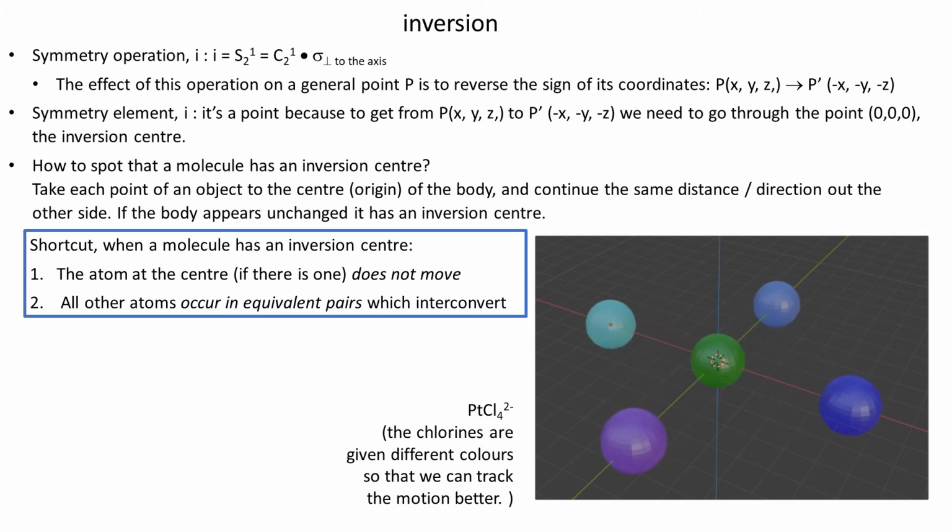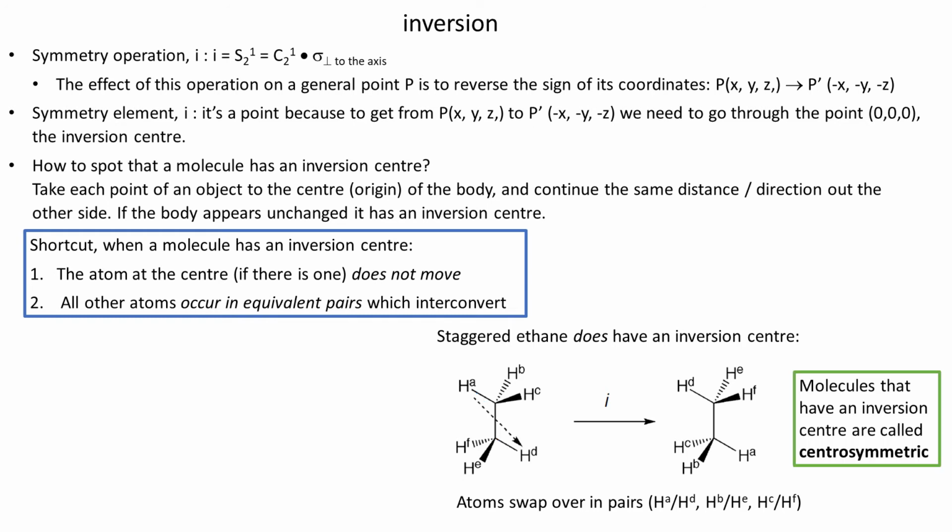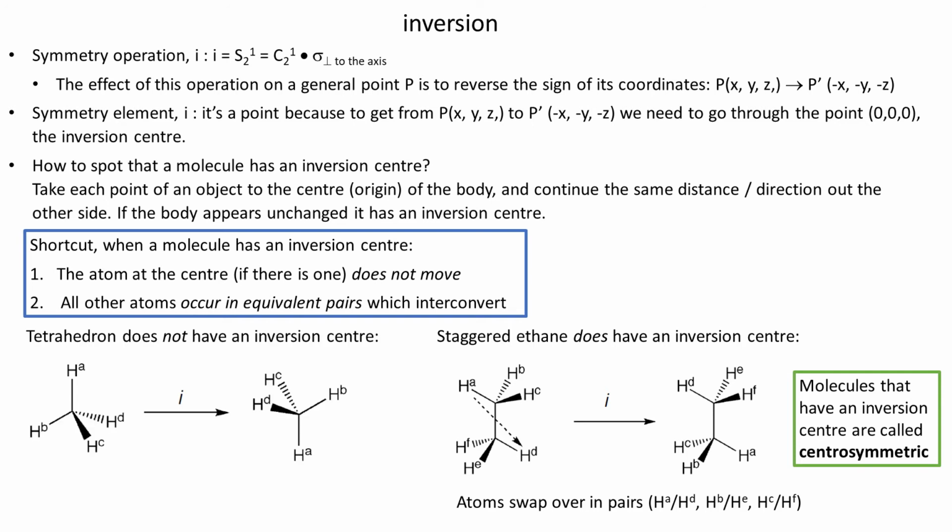Let's look at some other examples. Staggered ethane does have an inversion center. Under the operation of inversion, HA swaps with HD, and so on. It might be useful for you to know that molecules which have an inversion center are called centrosymmetric. And here we have an example of a structure that doesn't have an inversion, the tetrahedron. Tetrahedron is a structure that, for instance, methane is based on, and we can see that if we reverse the sign of hydrogen coordinates, then the tetrahedron ends up upside down, which is not an equivalent configuration.